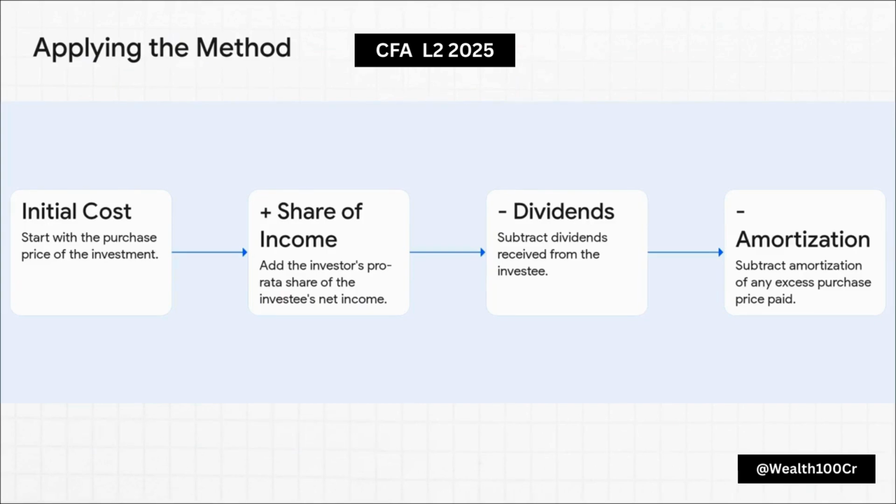So the value of this investment on the balance sheet isn't static. It's a living number. It changes based on 4 key moves. First, you start with what you paid for it, the initial cost. Easy enough. Step 2, you add your slice of the pie from the investee's net income. Now, step 3 is where people get tripped up. You subtract any dividends you receive. Think of it this way. The dividend isn't new income. It's the company giving you back a piece of your own investment. So it reduces your investment balance. And finally, you subtract any amortization from the purchase.